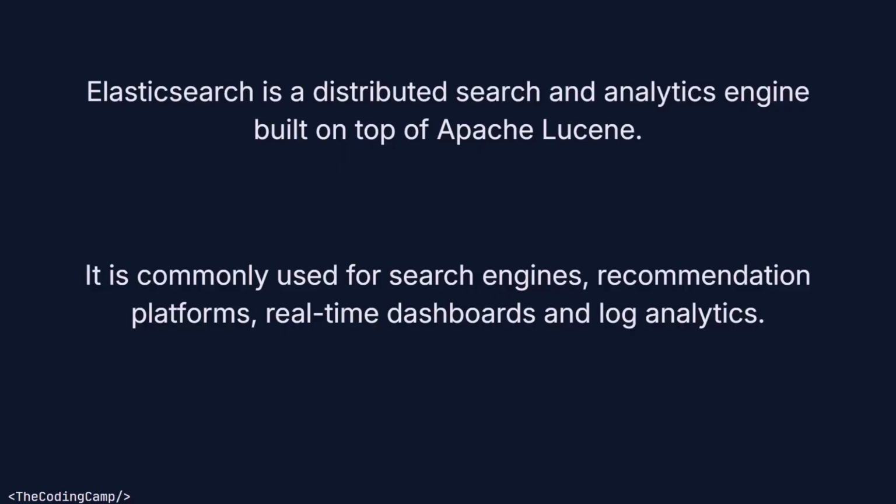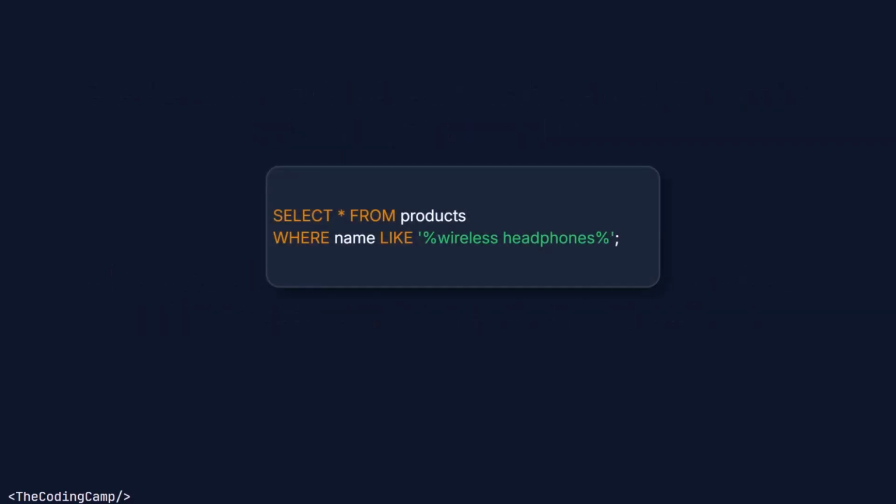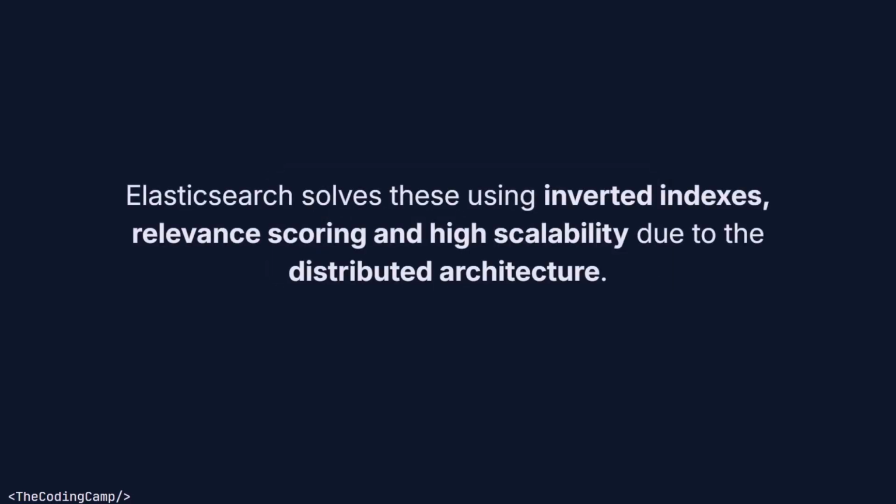The problem with searching in traditional databases is that they are not efficient for full text search. For example, if you want to search for a text in a SQL database, you would need a query like this, which is slow on large datasets and has an inefficient relevance ranking. Elasticsearch solves these using inverted indexes, relevance scoring, and high scalability due to the distributed architecture.